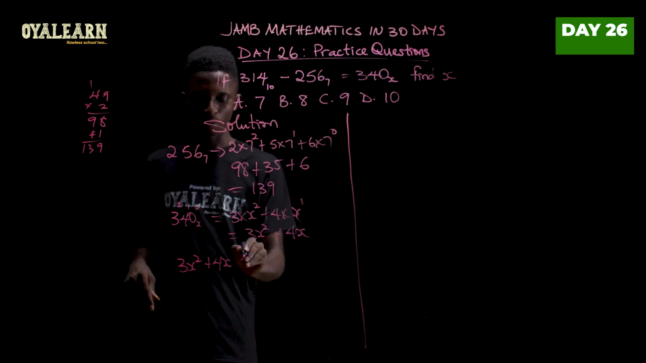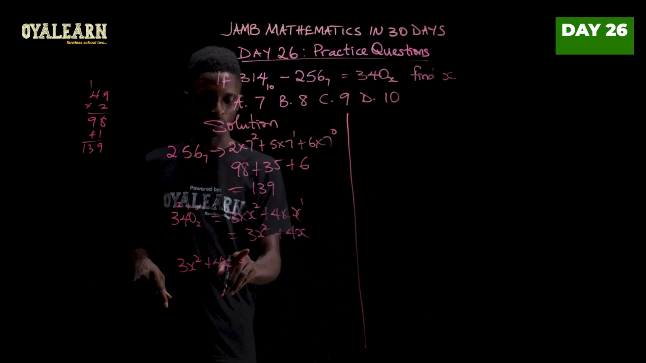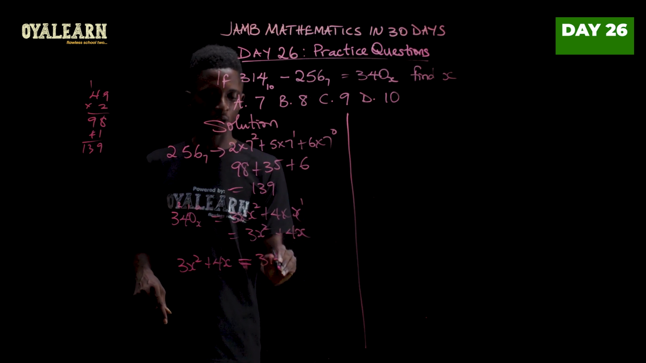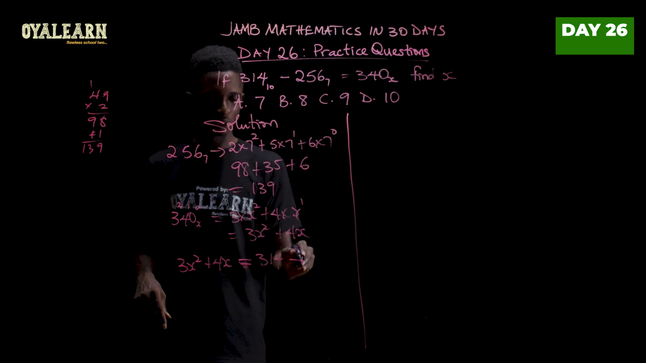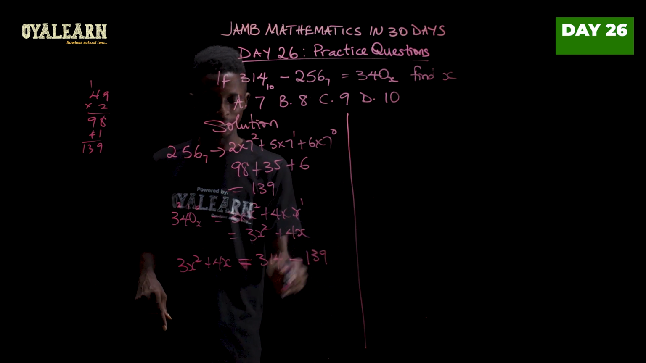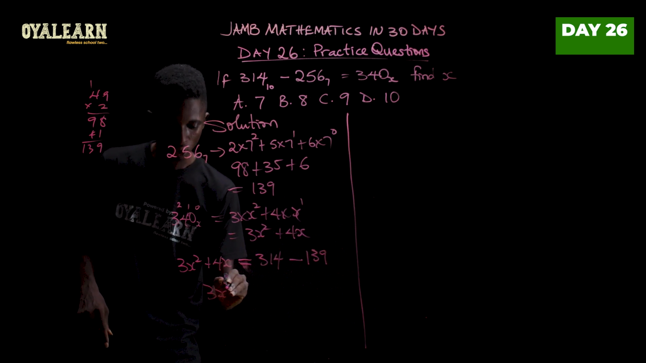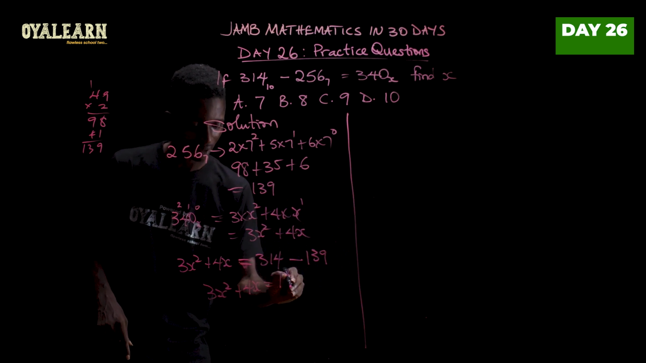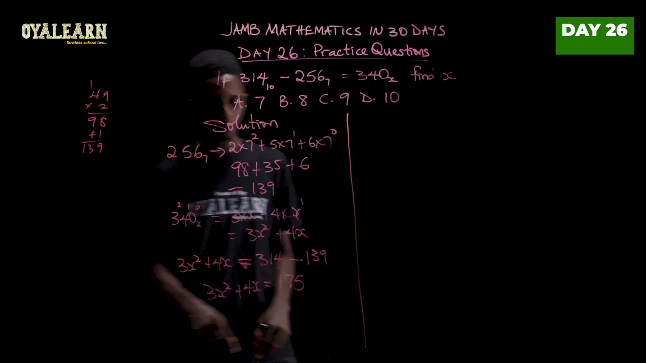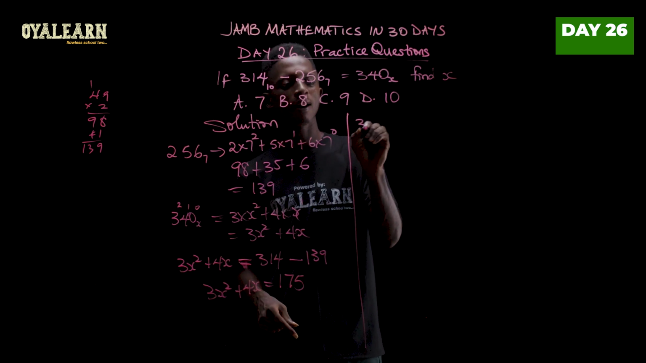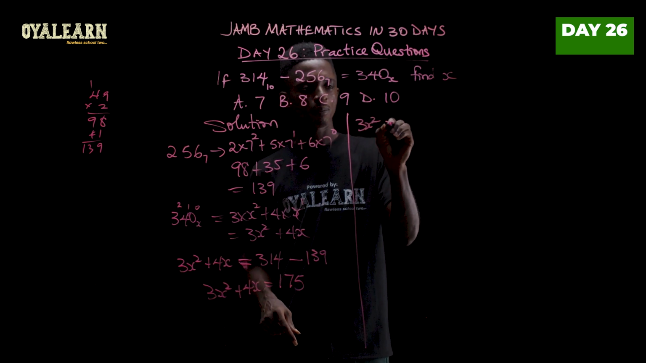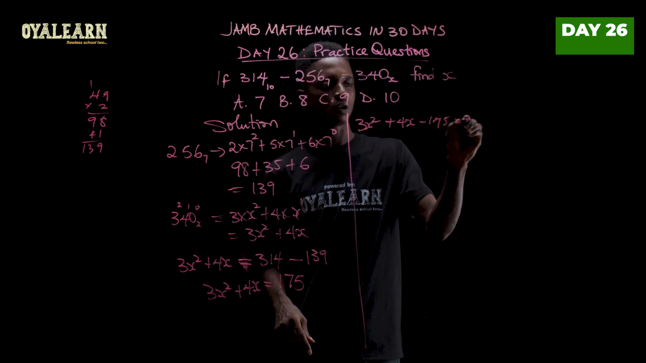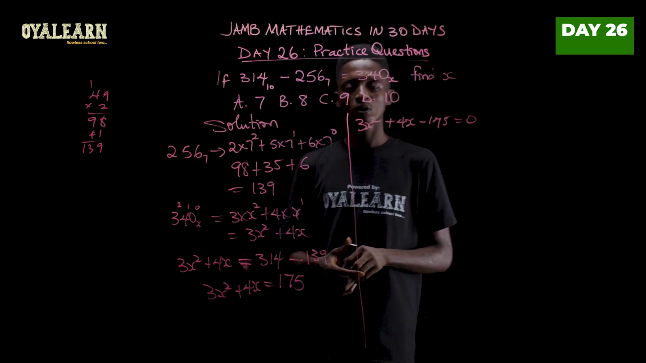So we would have 3x squared plus 4x plus, this equals, on the other side is where we have 314. Then minus, when we converted this, we got 139. So this will give you 3x squared plus 4x equals 175. Now bring 175 to the other side, and then we have 3x squared plus 4x minus 175 equals 0. Now we solve this quadratic equation.